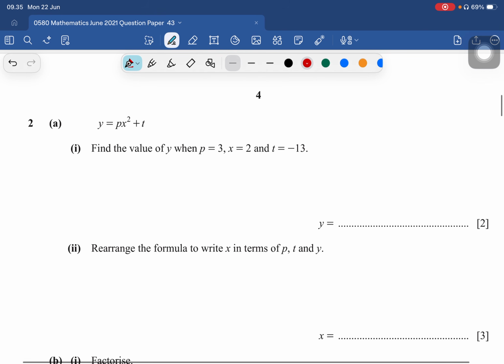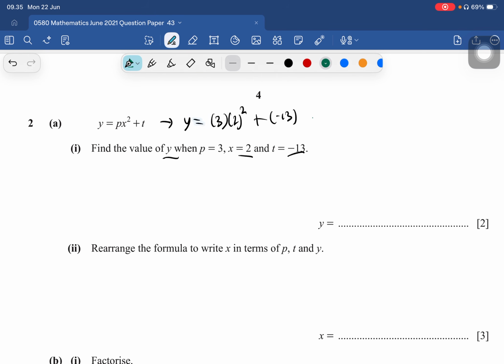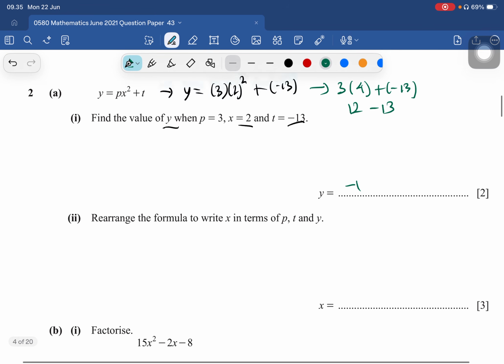Okay, number 2, we need to find the value of y when p equals 3. We can just substitute: y equals p x squared plus t, where x equals 2 and t equals negative 13. So this is 3 times 2 squared, which is 4, plus negative 13. So this is 12 minus 13, so it equals negative 1.